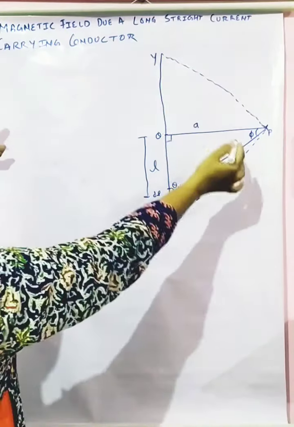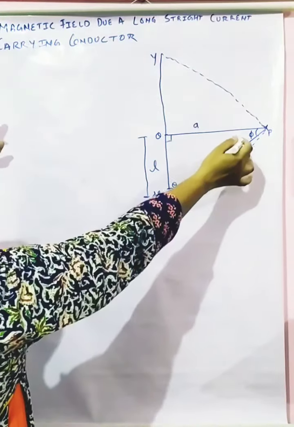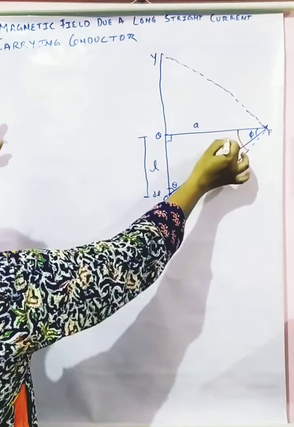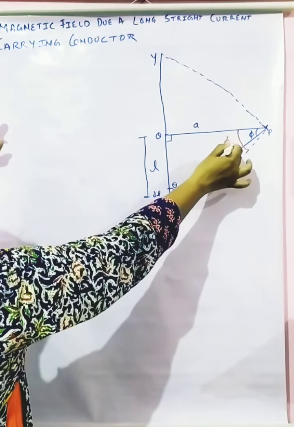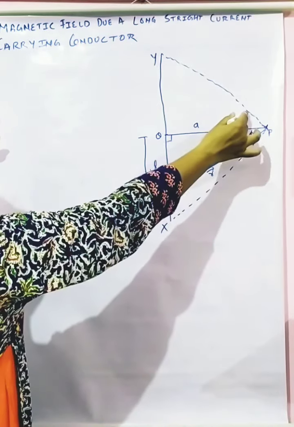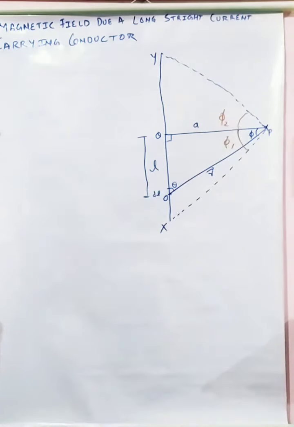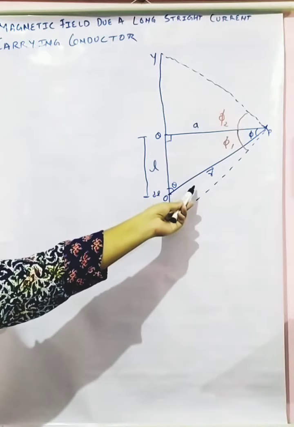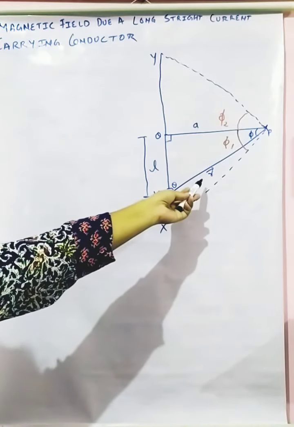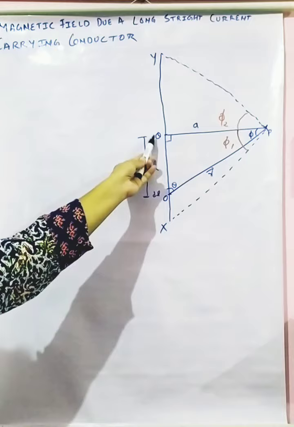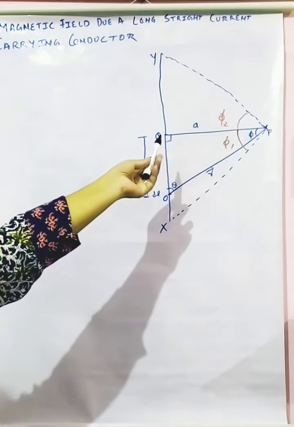Let the angle made by X to this point be phi 1, and let the angle made by this particular line be phi 2. So I have made my two angles, phi 1 and phi 2, which cover the whole area. Let the point P be placed from point O at a distance r, and from point Q it is placed at a distance A.